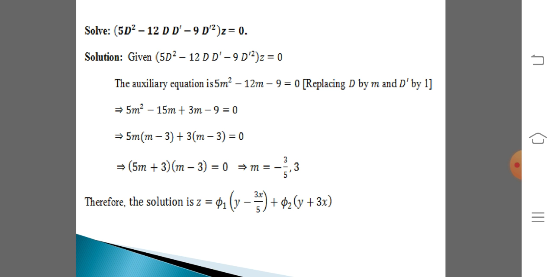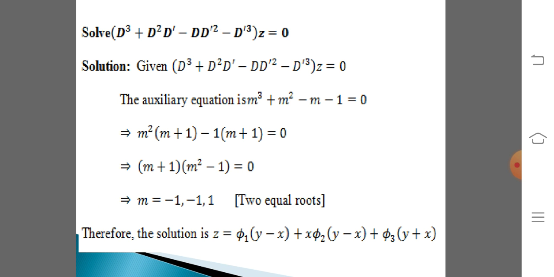So these are the two roots of this auxiliary equation. The roots are unequal. Therefore, the solution is z equal to phi 1 of (y plus m1x) plus phi 2 of (y plus m2x). So here you can take m1 as minus 3 by 5 and m2 as 3. This is the solution of this partial differential equation. So here there is no particular integral for this PDE because the right hand side value is 0. So whenever right hand side is 0, complementary function itself is the solution.